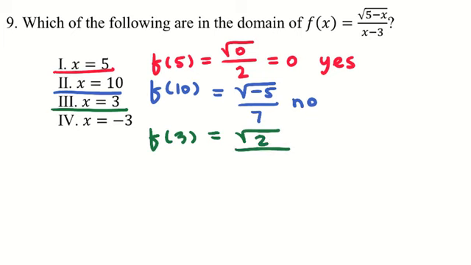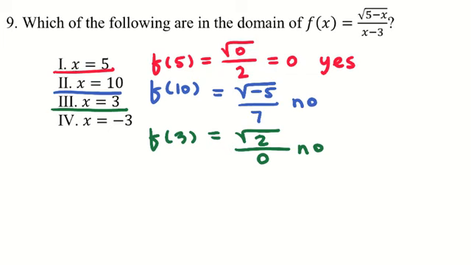5 minus 3 is 2, and 3 minus 3 is 0 divided by 0. I know that's not allowed. That is not going to be in the domain. Okay. And if you're unsure, you could just type in the square root of 2 divided by 0 into your calculator, and it would say error, divide by 0. Like, why are you trying to get me to divide by 0? It knows you can't do that. You should know that as well.